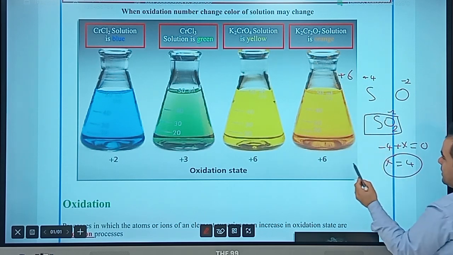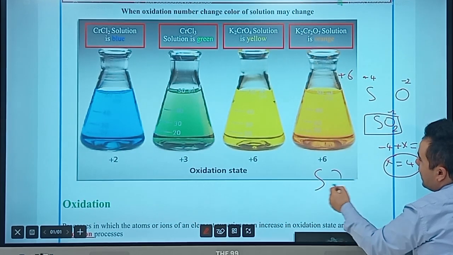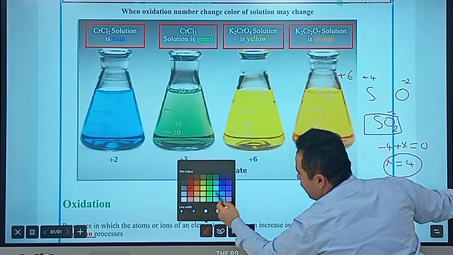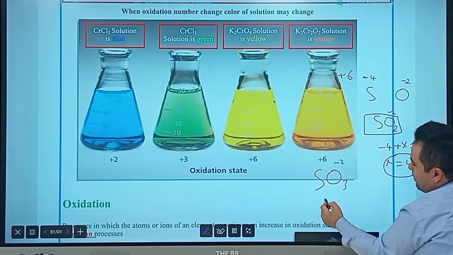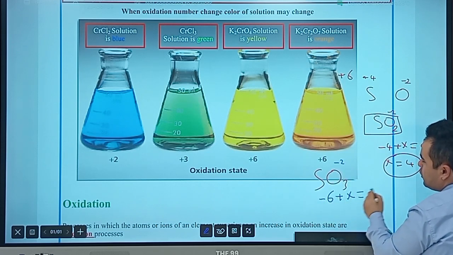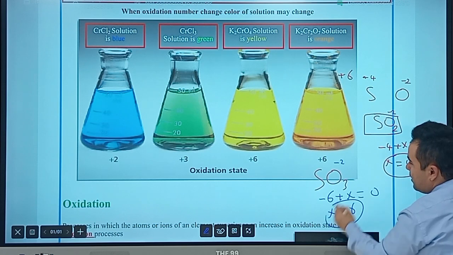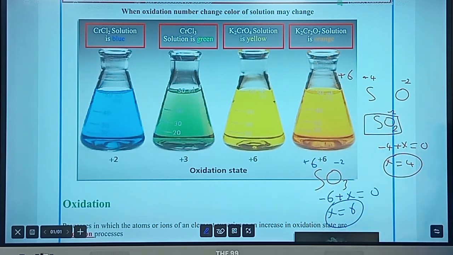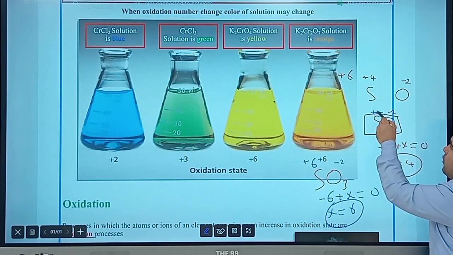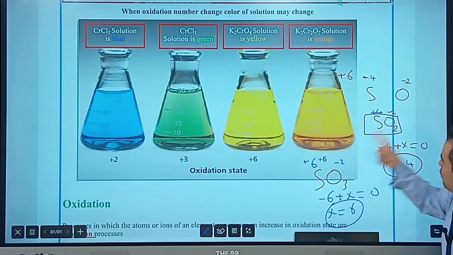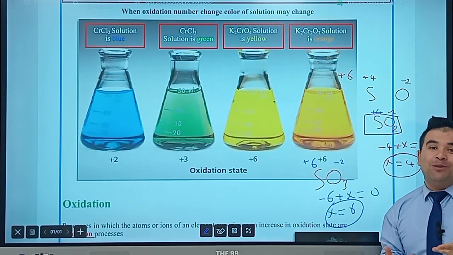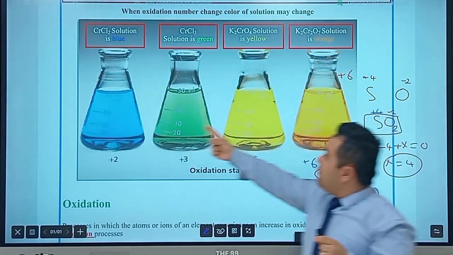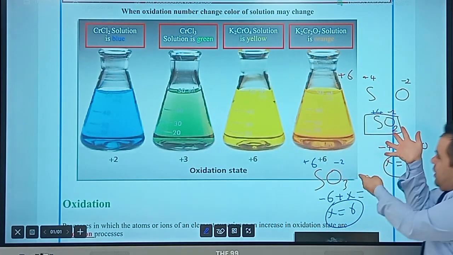But if it's positive 6, sulfur gives you SO₃, not SO₄. For SO₃, 3 multiplied by minus 2 is minus 6, plus x equals 0, so x is equal to 6. In this case, the oxidation number of sulfur is 6. Just notice that as the oxidation number changes, that changes the identity, the structure, and the property of the compound. This is the physical effect, and that's the chemical effect.